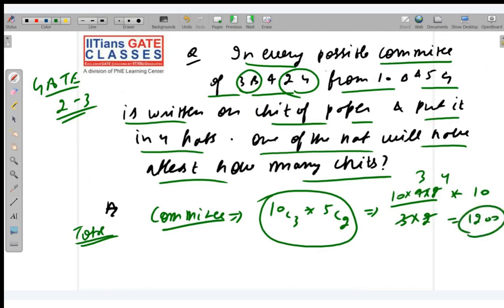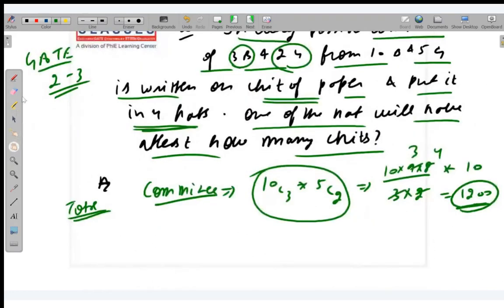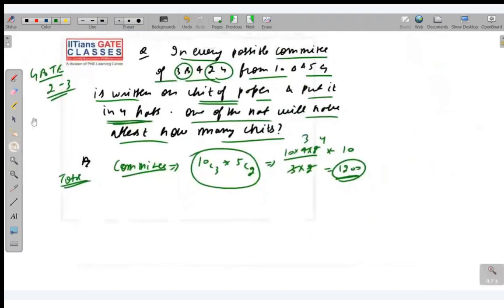Now they are saying every possible committee is written on a chit of paper. So you have made 1200 chits, and on each chit you have written a committee, maybe boy 1, boy 2, and so on. Total 1200 committees, each written on a chit of paper, and you put them in 4 hats.